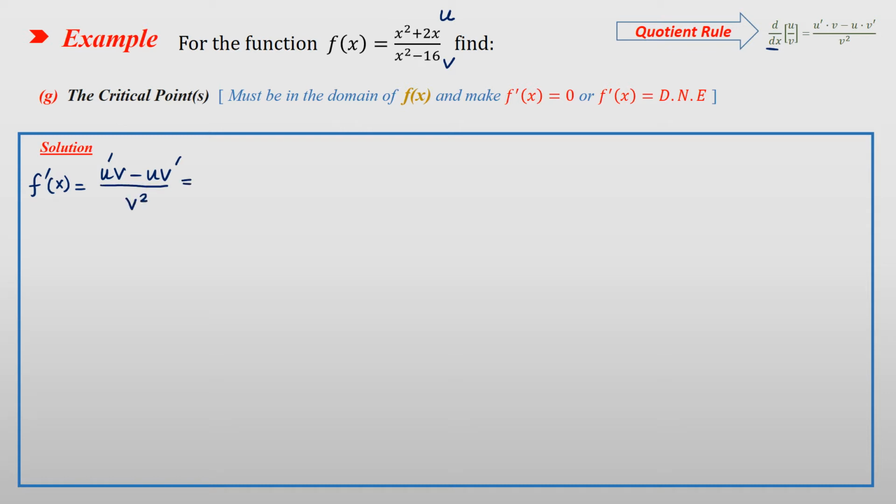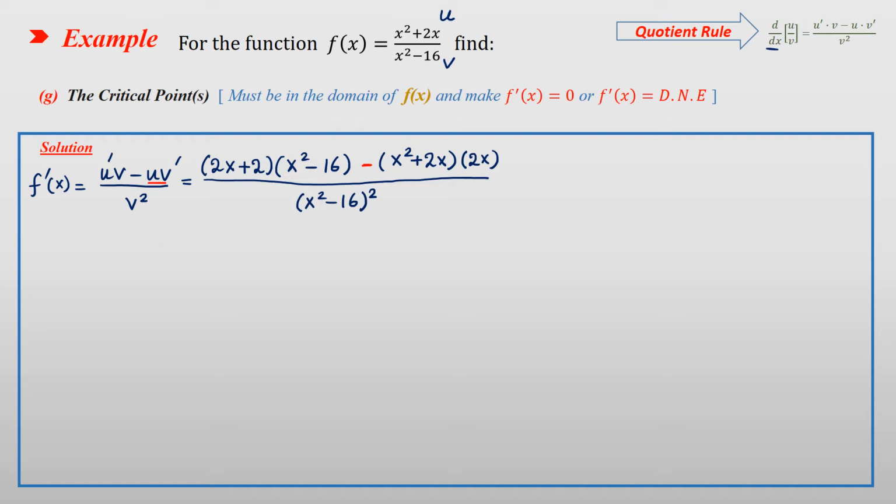And this equals u prime, which is the derivative of the numerator, 2x plus 2, multiplied by v, and v is x squared minus 16, minus u times v prime. u is the same function up there, x squared plus 2x, multiplied by v prime, the derivative of the denominator, which is 2x, divided by the denominator squared, x squared minus 16 to the power 2. Now you have to simplify the numerator.